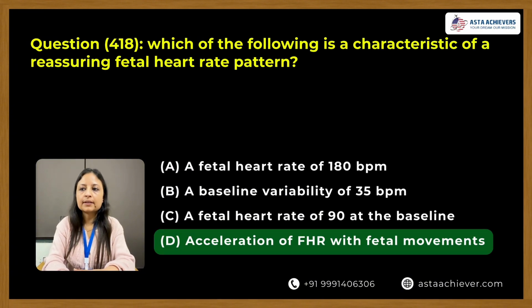Question number 418. Which of the following is a characteristic of a reassuring fetal heart rate pattern? So option A, a fetal heart rate of 180 beats per minute. Option B, a baseline variability of 35 beats per minute. And option C, a fetal heart rate of 90 at the baseline. And option D, acceleration of fetal heart rate with fetal movement. So option D is the correct answer, because options A, B and C indicate ominous findings on the fetal heart monitor, and so these are all incorrect in this instance. Acceleration with movement is normal. So the answer D, a reassuring pattern, is the correct answer.